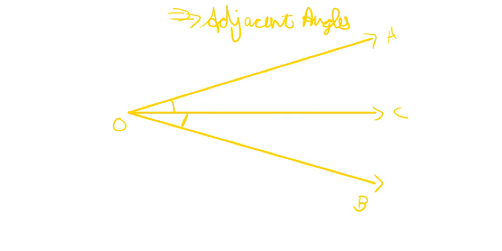Now what is the common vertex here? O. Common vertex, basically the vertex from which both of our angles are originating, right? From point O only we are able to make AOC and COB, right? So they have a common vertex and they have a common arm, that is OC. So they are adjacent angles, right? This is what adjacent angles are. Now we will see what is a linear pair.